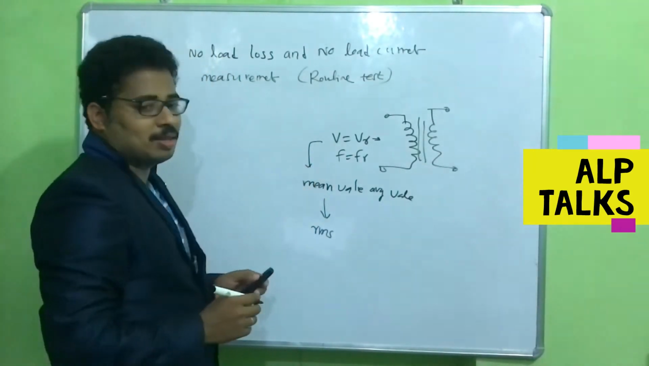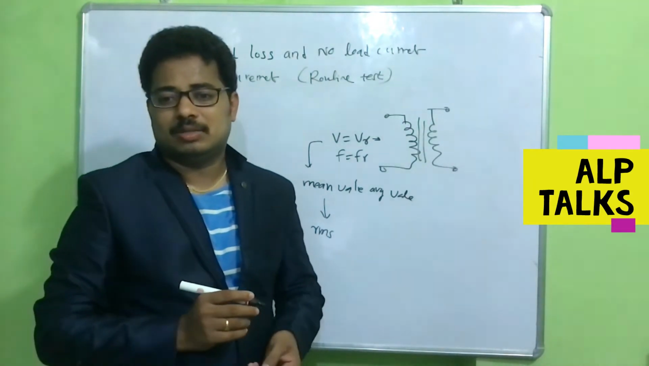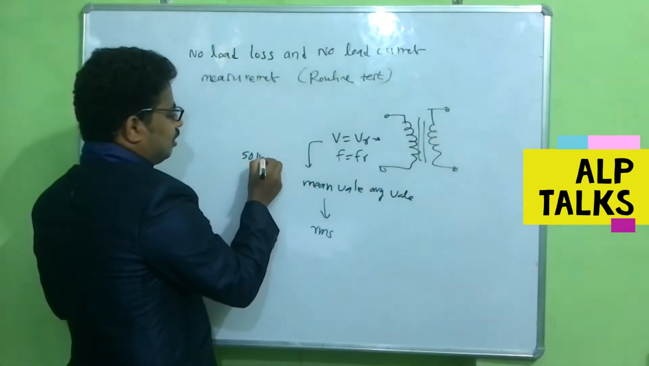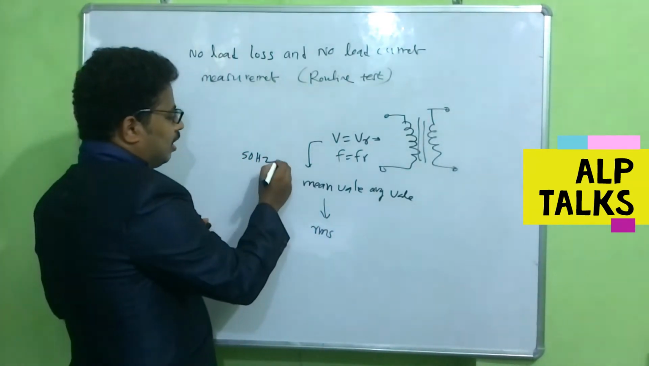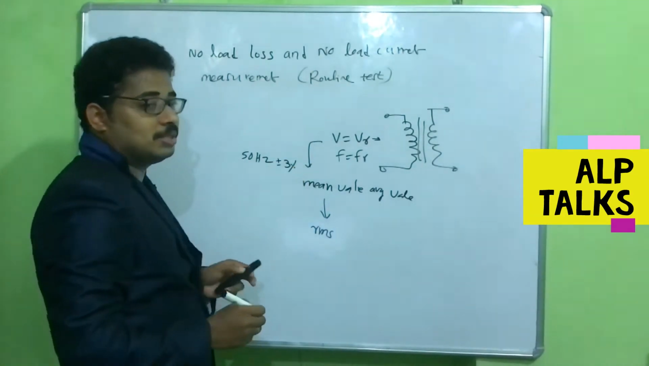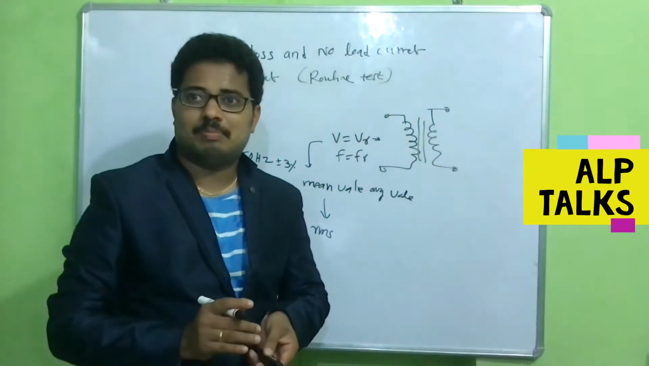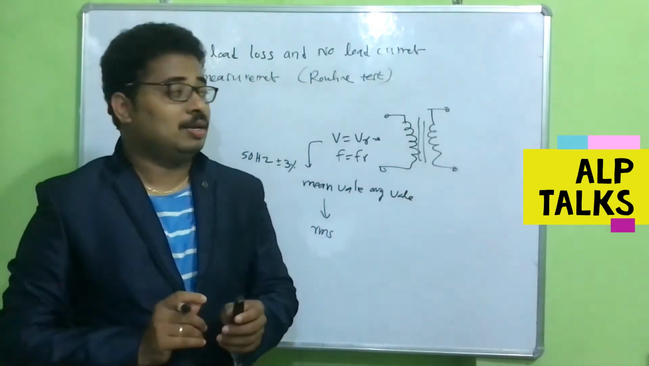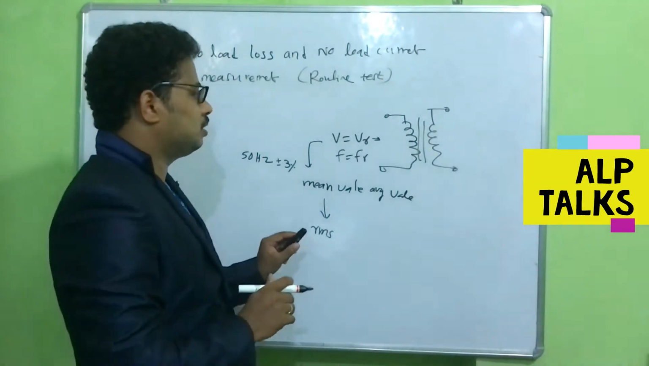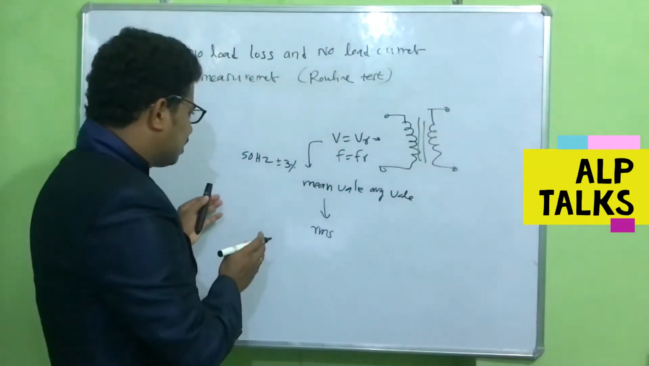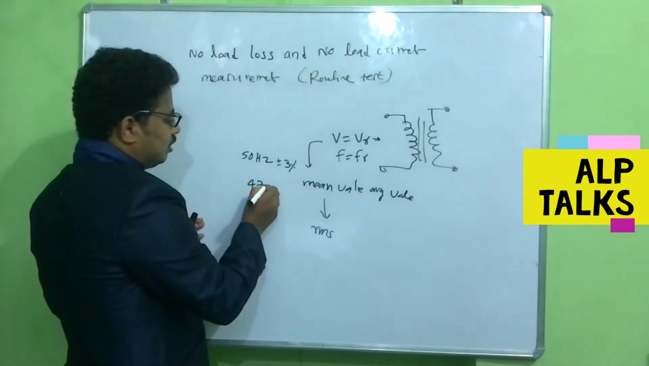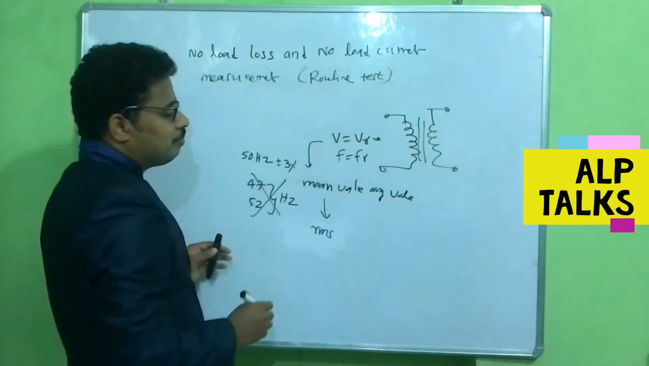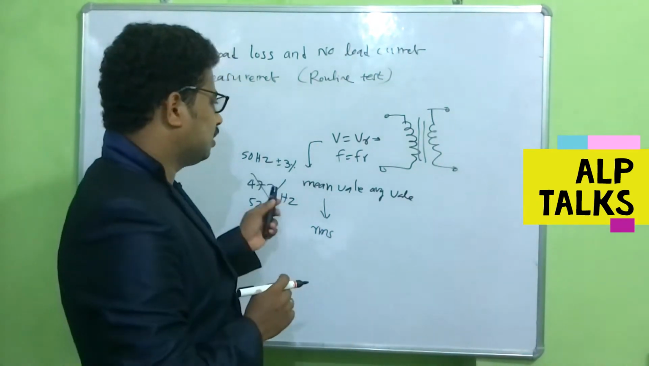So mainly the frequency, how much variation is allowed? For example, if 50 hertz is the rated frequency, then it should be within plus or minus 3%. Up to that level, we can perform the testing using that particular supply. For example, if the supply is 47 hertz or 52 hertz, then we should not perform the test on the transformer using that supply.